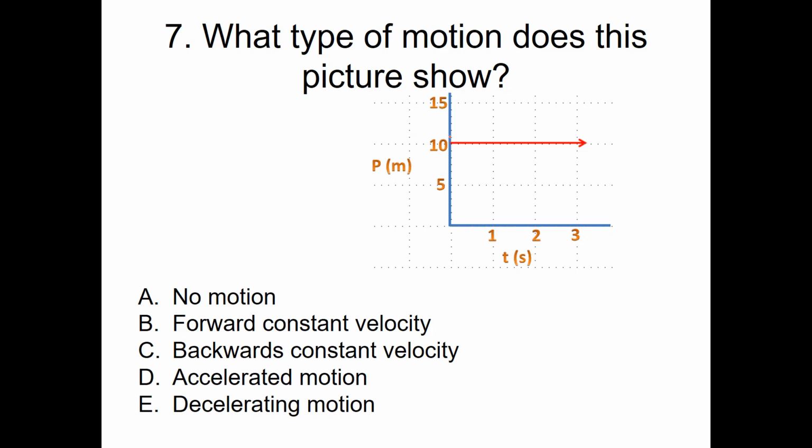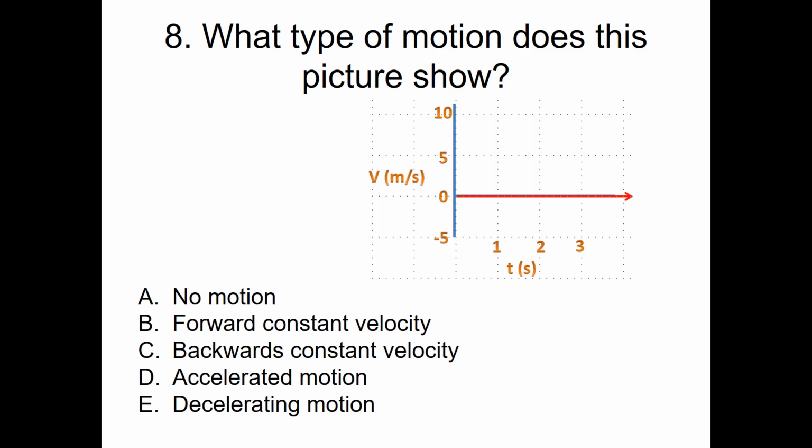This picture right here, you're at 10 meters and you're still at 10 meters. You never moved anywhere. You have no motion, or you're at rest. This picture here, you are at 0 meters per second. You don't cover any meters per second, and you still aren't covering any meters per second. Once again, you are at rest or no motion.